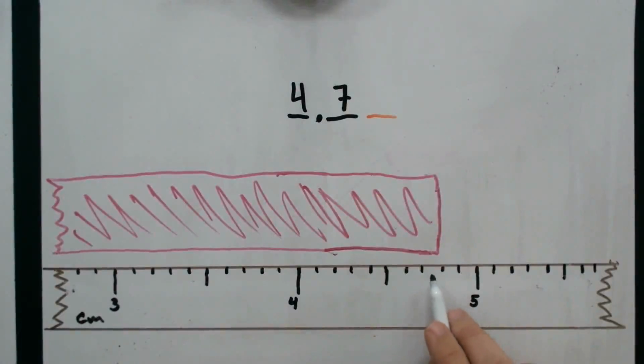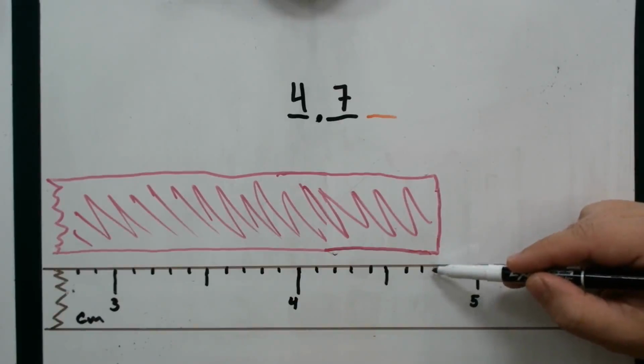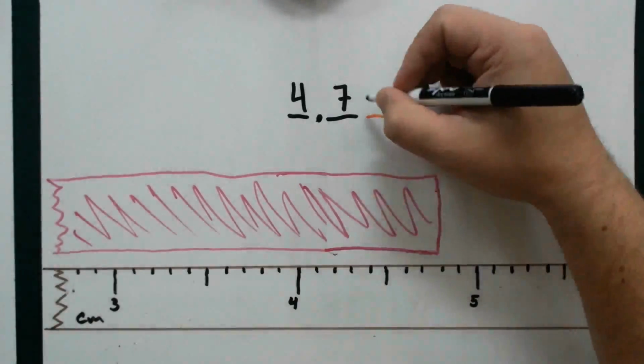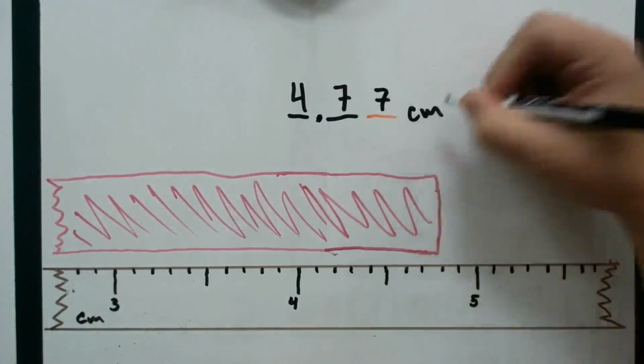Now, you could guess anything. A lot of you are going to be tempted to just say 5 because, well, in the middle it must be 5, right? But it's obviously past halfway. If it was right halfway, 5 would be a good guess. It's obviously past halfway. It's not quite there. So I would say 4.77. And then we have our unit of centimeters.